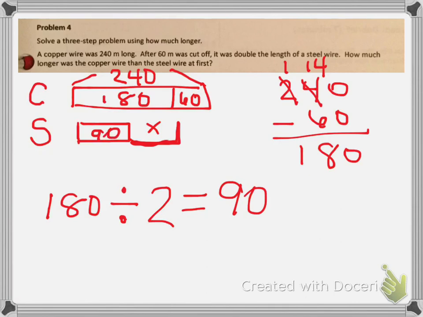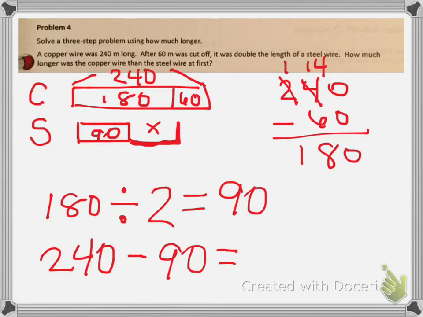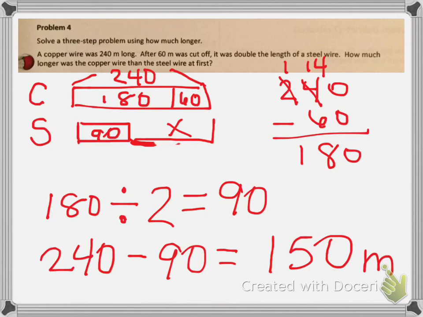Okay, this is 180, and then we need to figure out 240, which is the total. We're going to take that away from, we're going to subtract 90. And we're going to figure this out. Okay, so we are actually doing this because we know that that's half. This is a little bit confusing. 240 take away 90 is 150. So X is 150 meters. The copper wire was 150 meters longer than the steel wire at first.